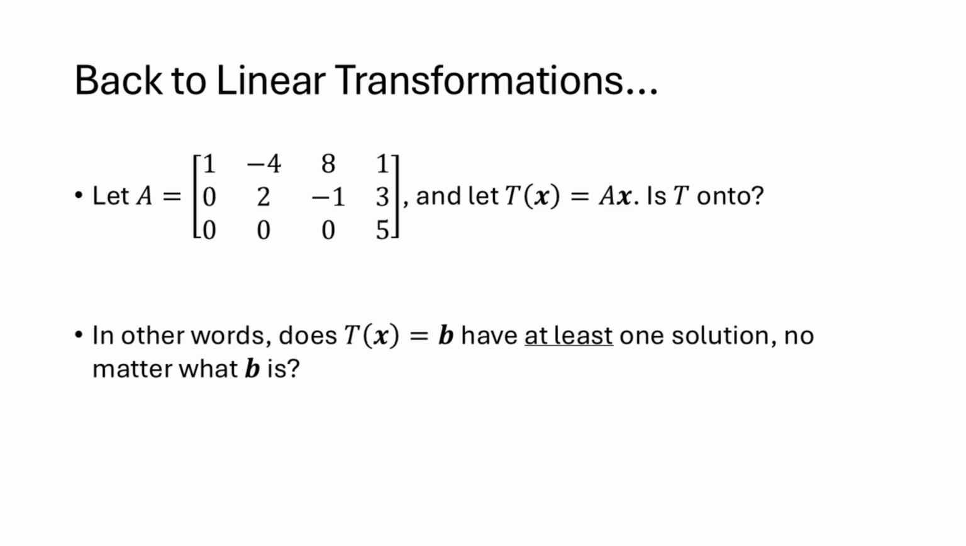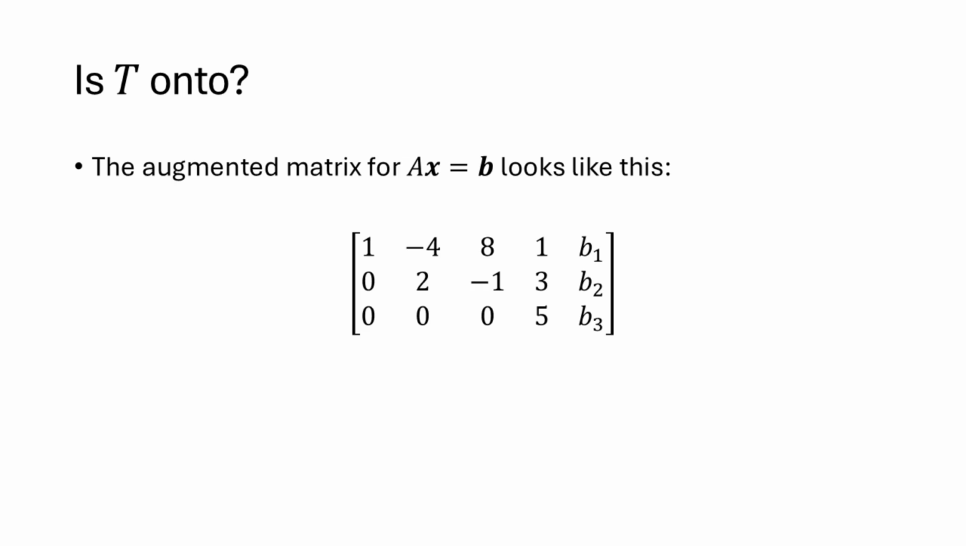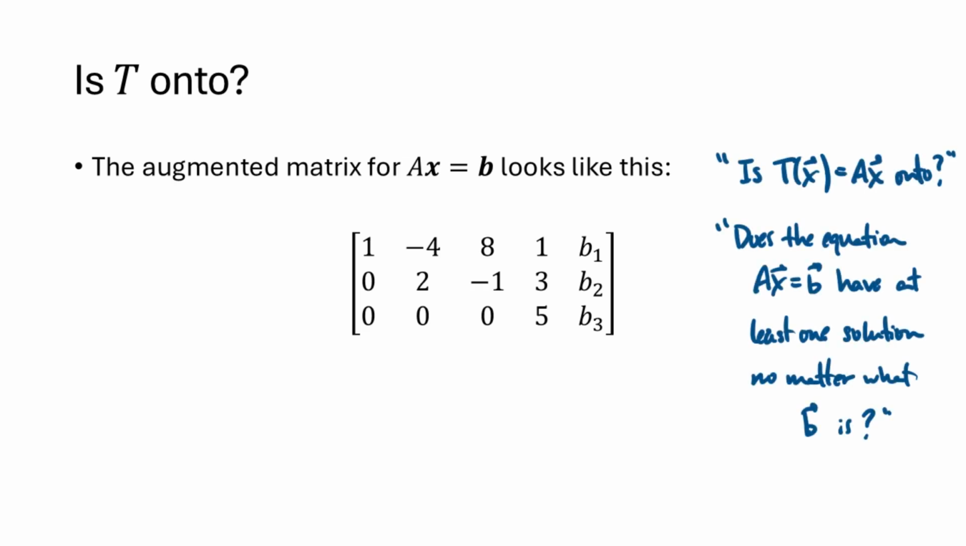So let's consider this matrix transformation, where we have a 3x4 matrix A, and we want to consider the transformation T of x equals Ax. Is this transformation onto? So we're asking the question of whether the equation T of x equals b has at least one solution, no matter which codomain vector b is. So if we're trying to solve that equation, we would want to set up an augmented matrix. Now we don't know what the vector b is, but as we've done before, we can put in generic b variables. And so now that we have our augmented matrix, we want to understand whether this augmented matrix represents an equation that has at least one solution, no matter what b is.